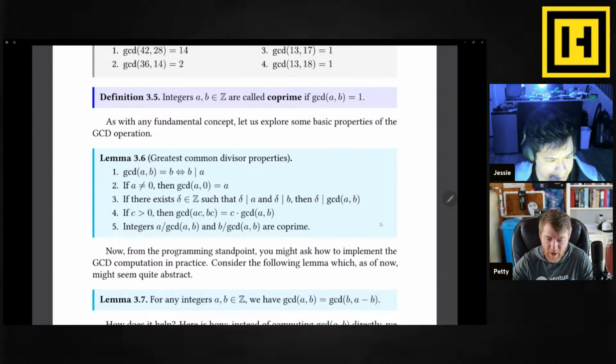If A is not equal to 0, then the greatest common divisor of A and 0 is equal to A. That makes sense. If there exists a delta within the natural numbers such that delta is a divisor of A and delta is a divisor of B, then delta is a divisor of the greatest common divisor of A and B. Okay.